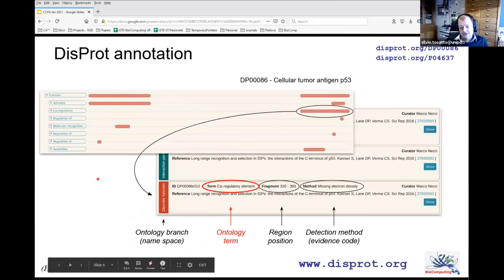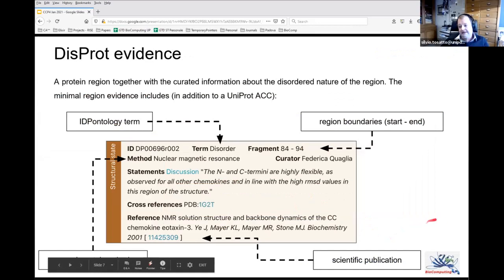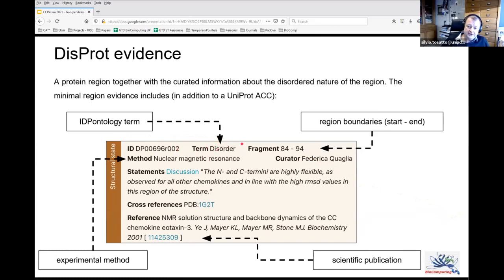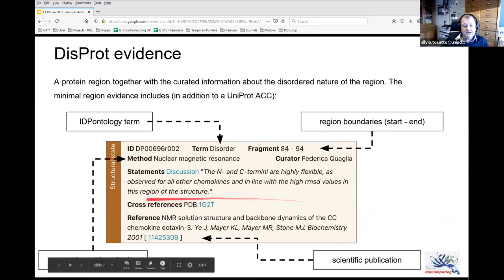So we have a disorder ontology by now, where it says here, for instance, that this is a cis-regulatory element, and tells you the fragment and the method on how this was determined. But mainly the information in DisProt is contained in these information fragments as shown here. So for each of the regions being annotated as disordered, there is information about the ontology term, for instance, disorder, the fragment, the curator who did this annotation, the experimental method used to determine it, the statement, if it was available in the original publication, if there are any cross-references, and above all, the scientific publication to back that statement up.